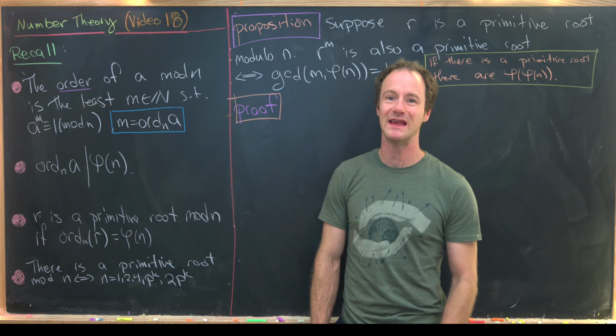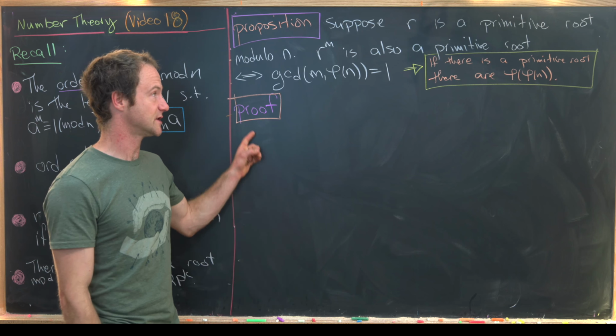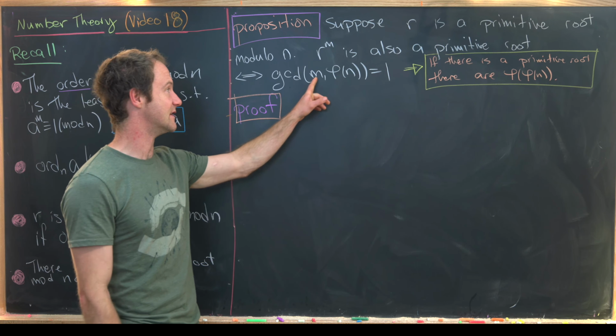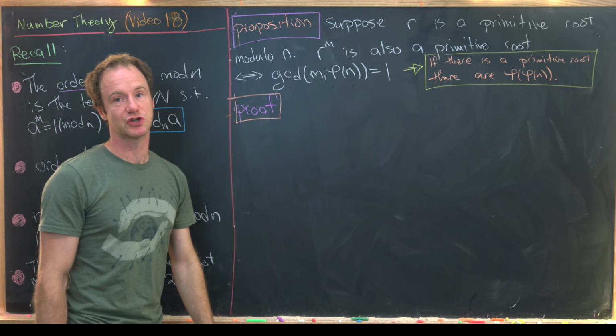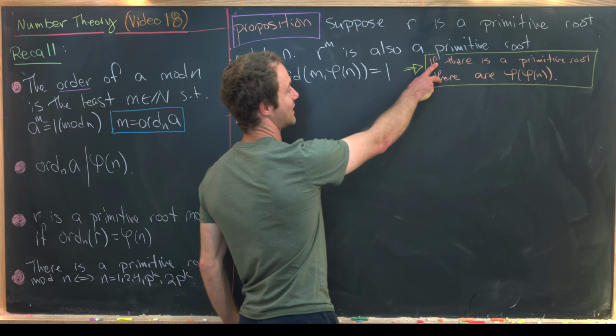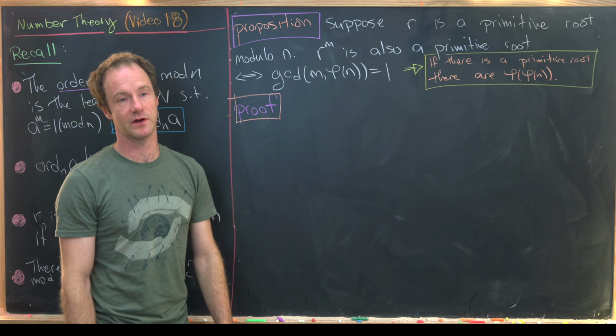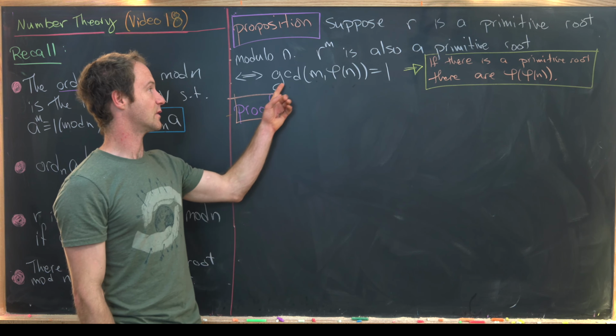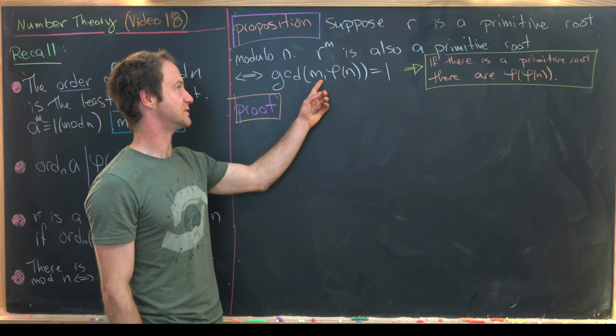So we want to start by supposing that r is a primitive root mod n. In that assumption, we're assuming that n comes from this list because we can find a primitive root in the first place. And then the result is that r to the m is also a primitive root if and only if the GCD of m with phi of n is equal to 1. Well, let's notice that that implies that if there is a primitive root, there are phi of n primitive roots. That's because we want to count up the numbers between 1 and phi of n that are relatively prime to phi of n, but that's exactly phi applied to phi of n.